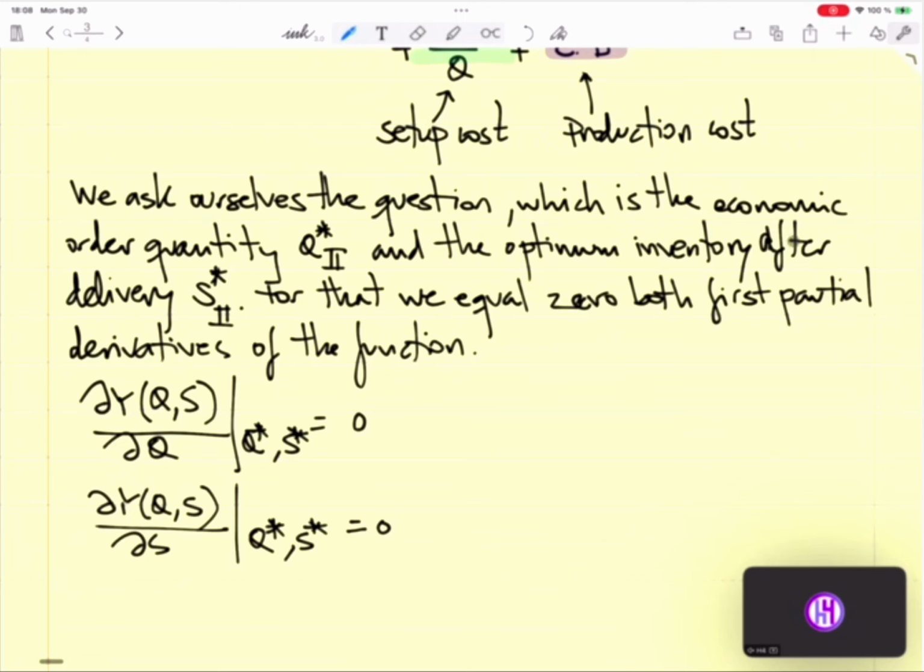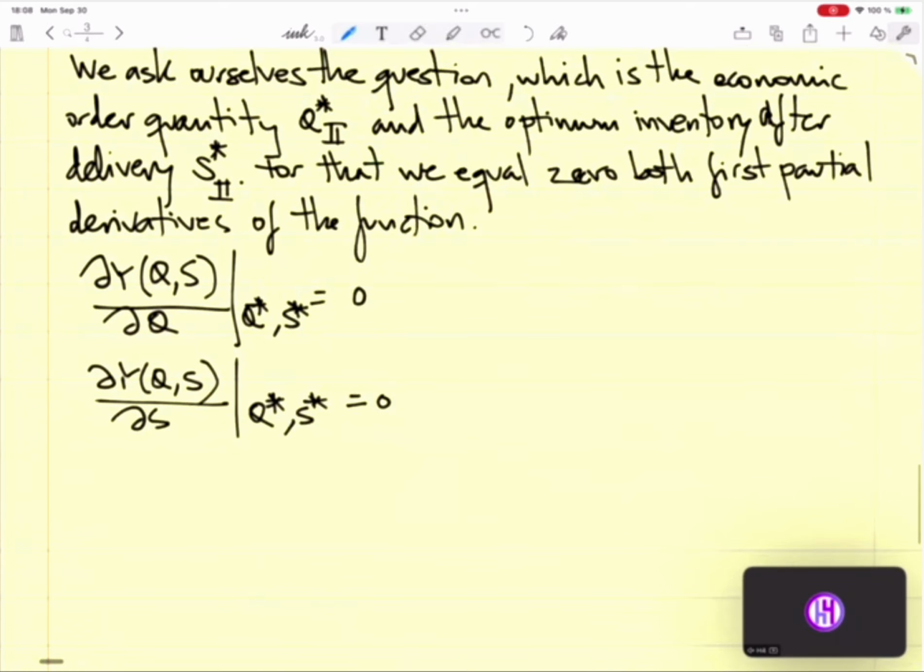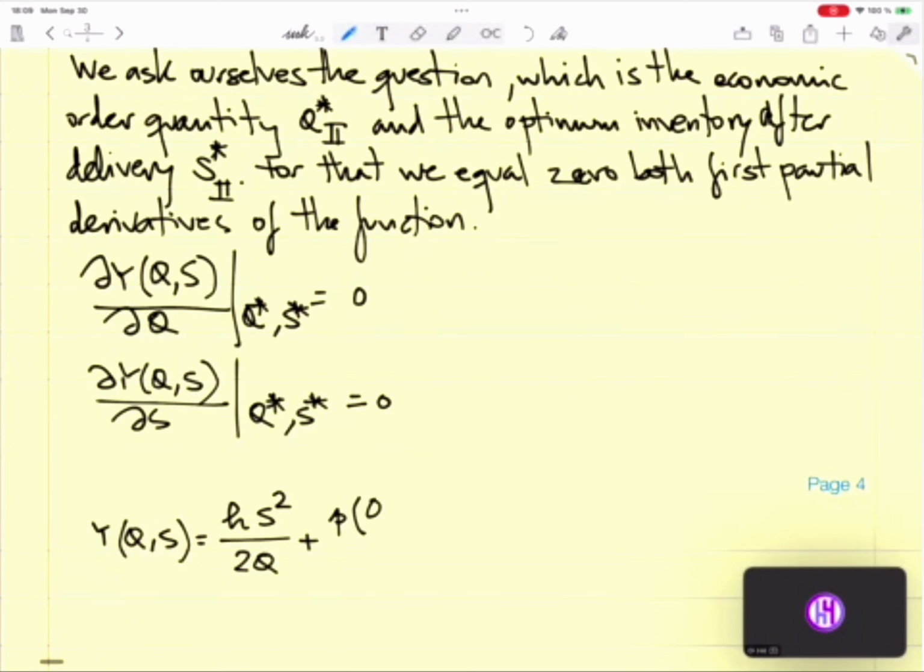So let's do this. Y of Q, S equals, if we compress a little bit, h s squared divided by 2q, plus p (q minus s) squared divided by 2q, plus ad divided by q, plus cd. Okay.